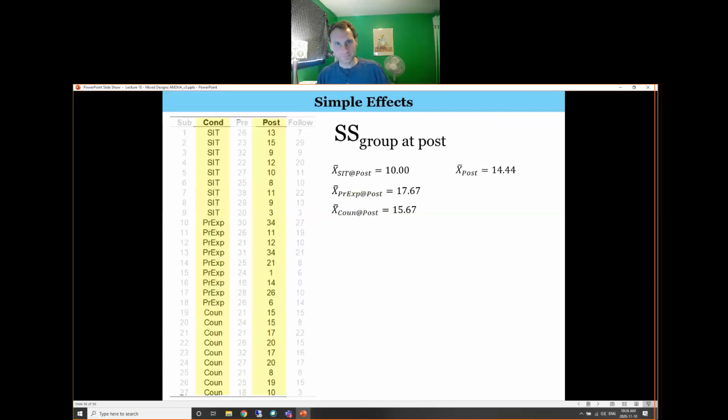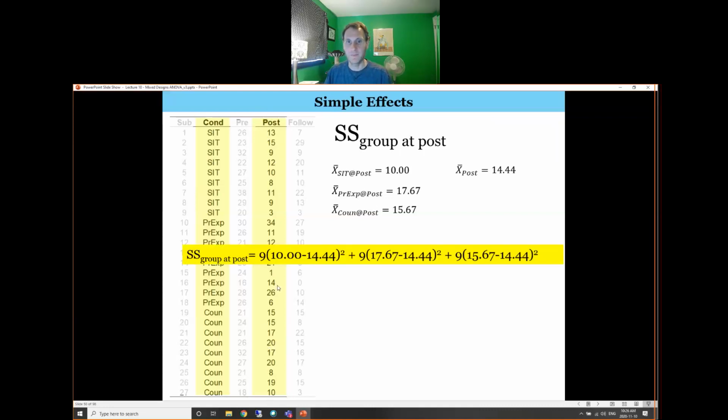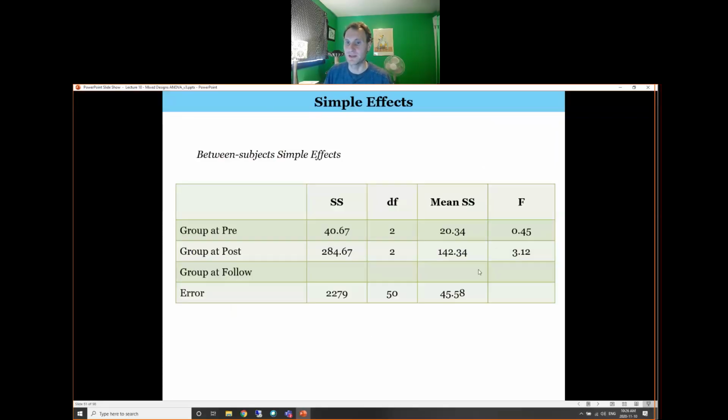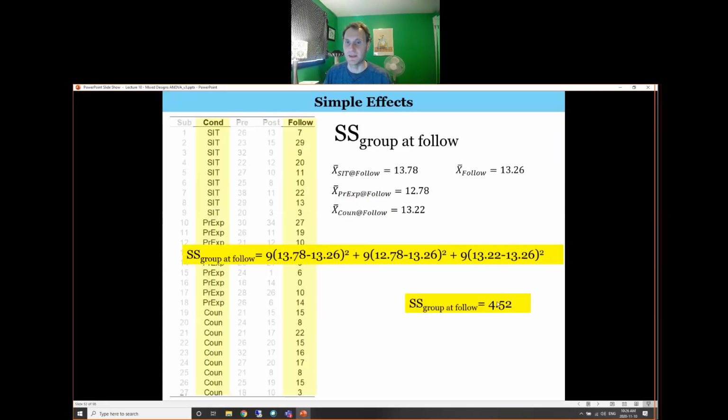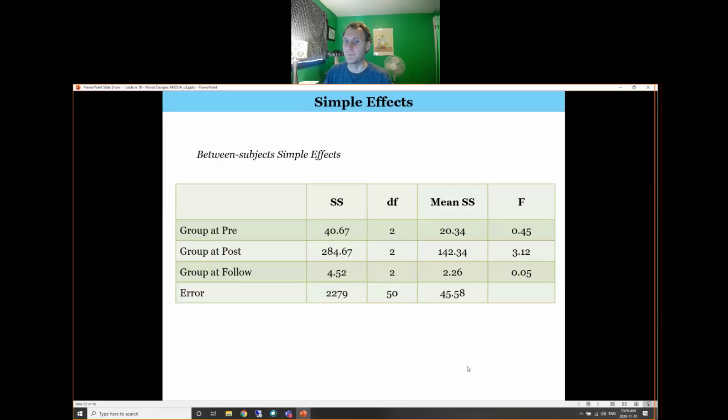Okay. So now we can move on and do the sums of squares of group at post. Same thing that we just did. We did pre, now we're doing post. So I find my mean of each group, SIT, prolonged exposure, counseling, the mean of the entire column, and I can compute the sums of squares of group at post and fill that in. And I can do the same thing for follow-up. Follow-up, again, I can tell it's non-significant, which makes sense.